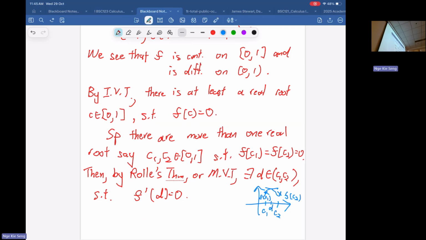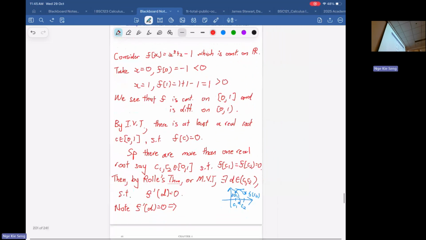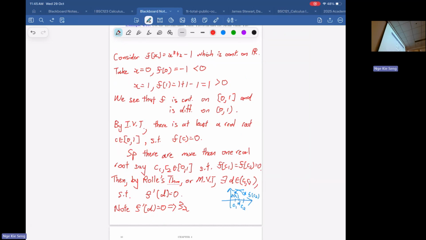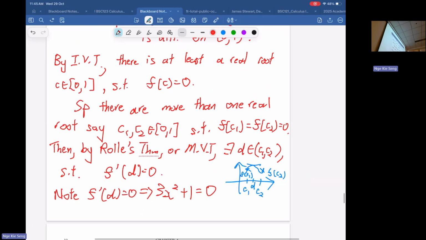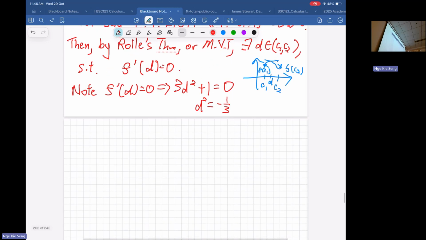Okay, but what happened here? Let's compute. Is this going to happen? So note that f prime d equals 0 would mean, what is the derivative of this function? It would mean that 3x squared plus 1 equals 0. Okay, but can you find, sorry, that's d. Can you find d such that d squared equals minus 1/3 or not? Can you find this point? No. Okay, so there's a contradiction here.